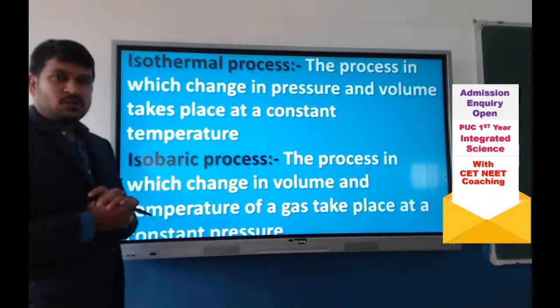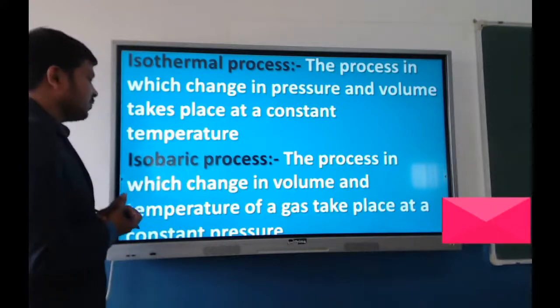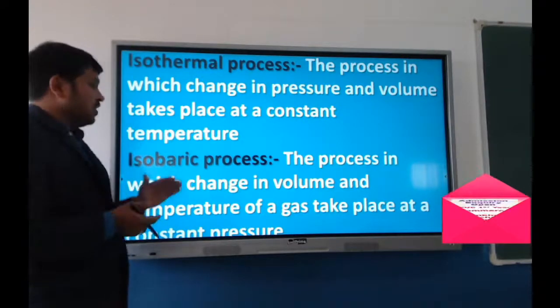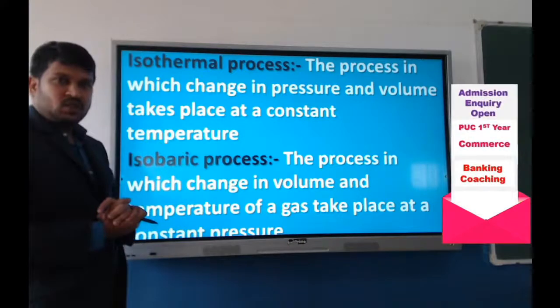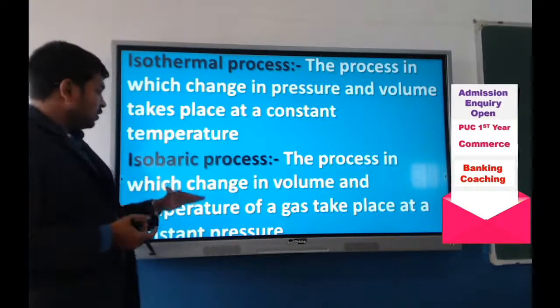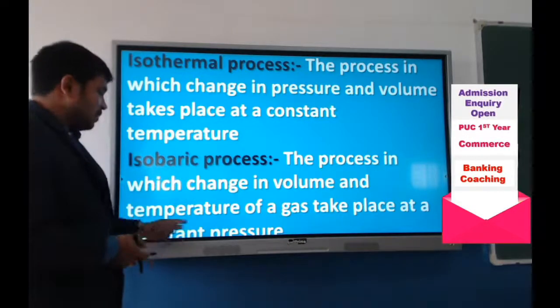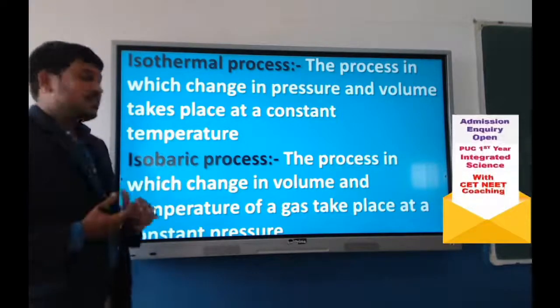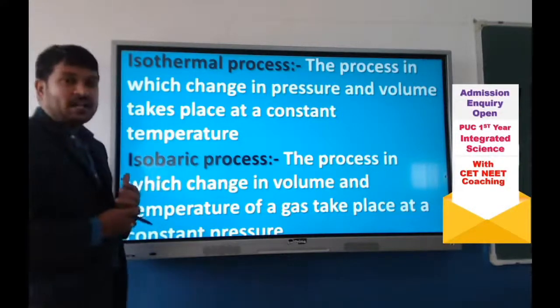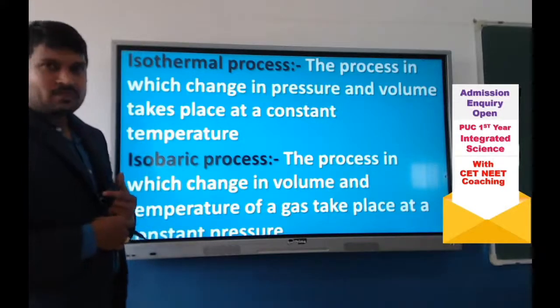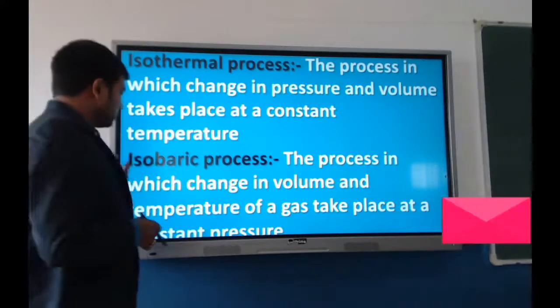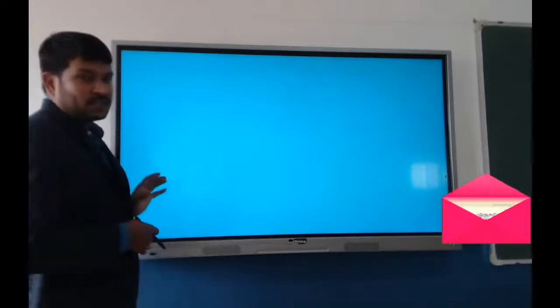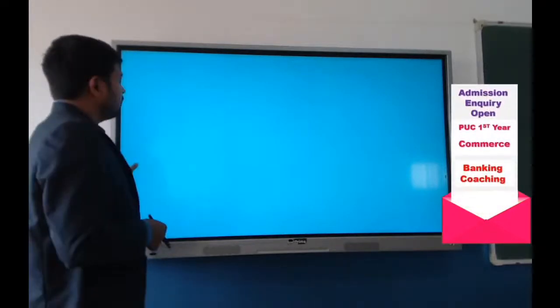Isobaric process. In an isobaric process, there is a change in volume and temperature, but the pressure is kept constant. Such a process is known as an isobaric process. Okay. Next one. This also we will study in detail, students, in Q level.